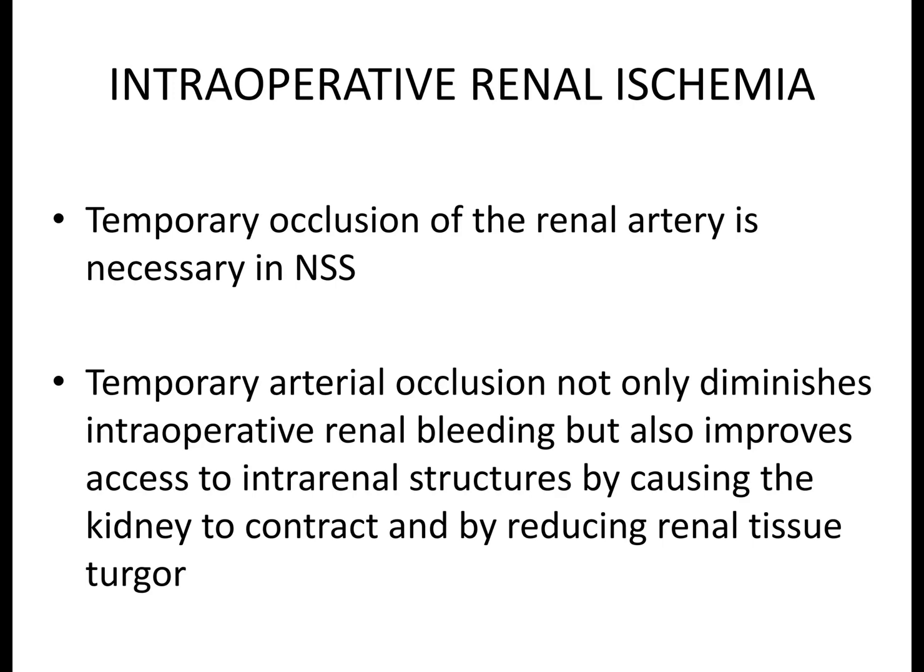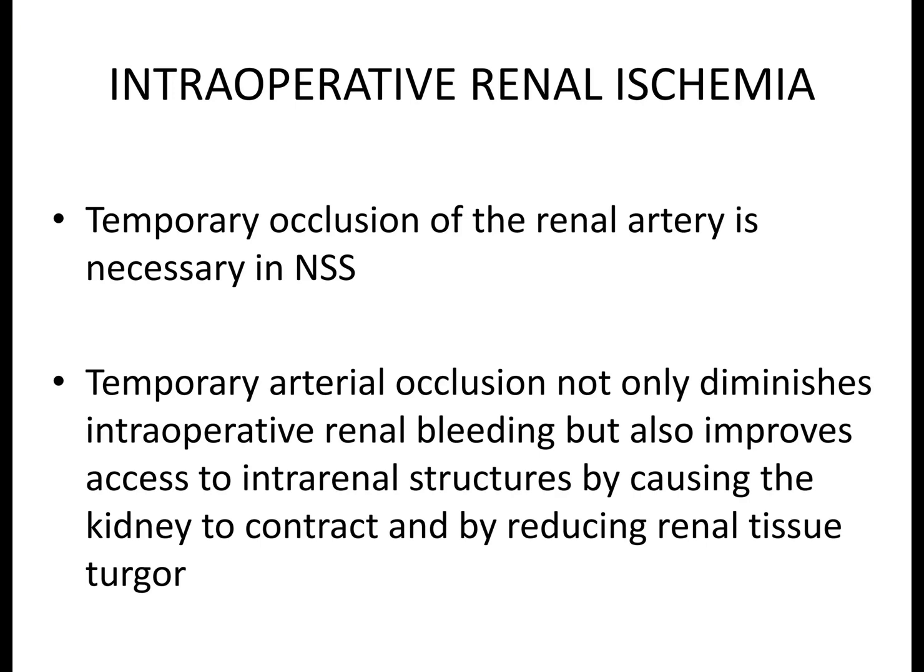Now coming to the intraoperative renal ischemia concept. This is temporary occlusion of the renal artery, which is necessary in nephron sparing surgery. The purpose of this occlusion is to prevent bleeding during surgery, but it also improves access to the intrarenal structures by causing the kidney to contract and by reducing the renal tissue turgor. So that's why there are two purposes.